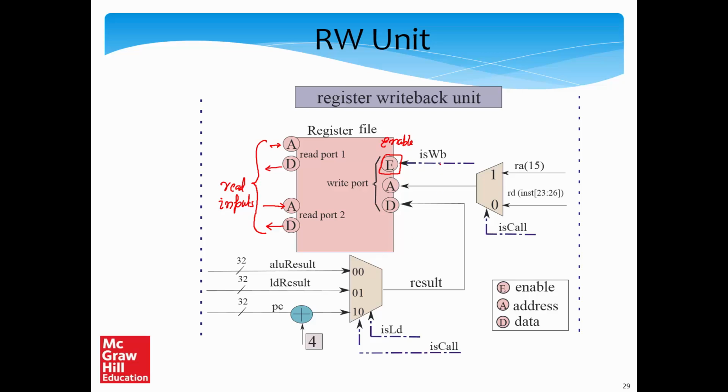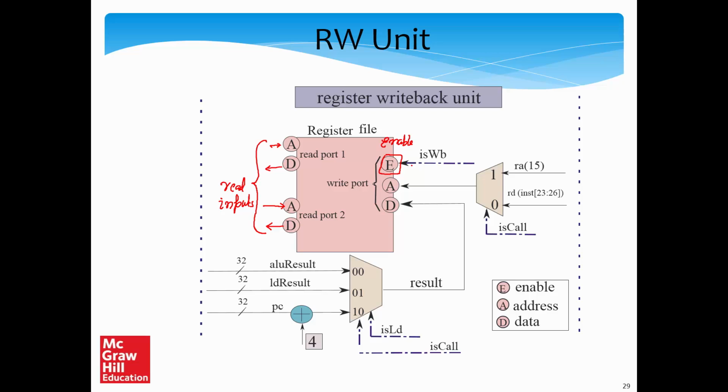So we need the isWB, the is writeback signal from the control unit, which will tell us whether we need to write into the register file or not. There are some instructions where we write into the register file, such as add, subtract, multiply, divide. There are many instructions in which, however, we do not write to the register file. For example, a store that we saw in the last slide, or a branch instruction, we do not write into the register file. So that's the reason the is writeback signal is important.